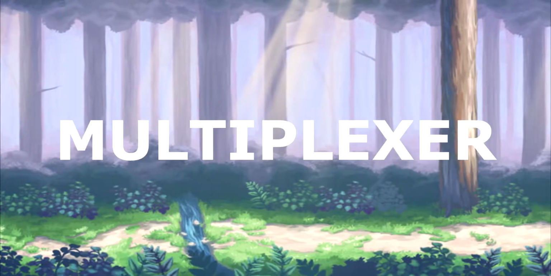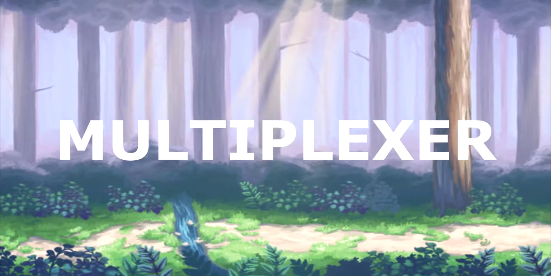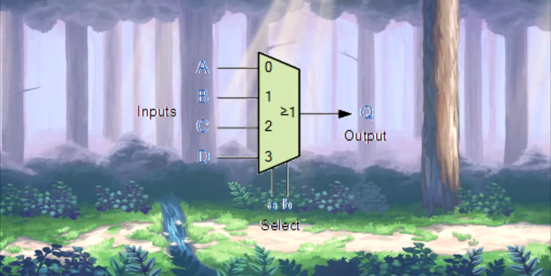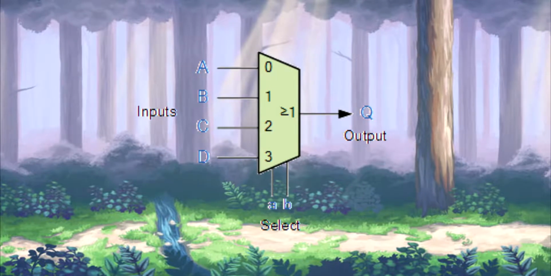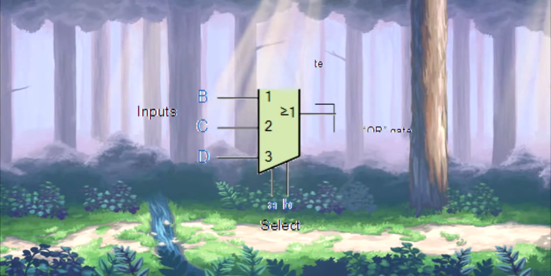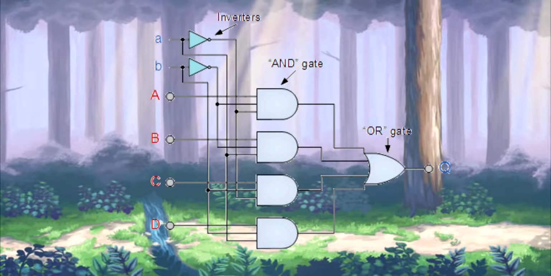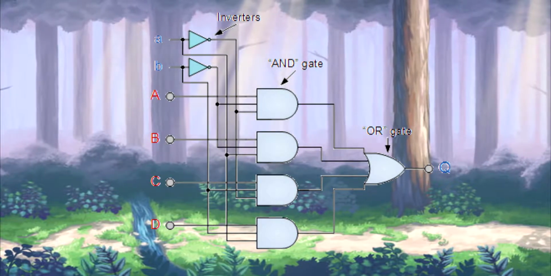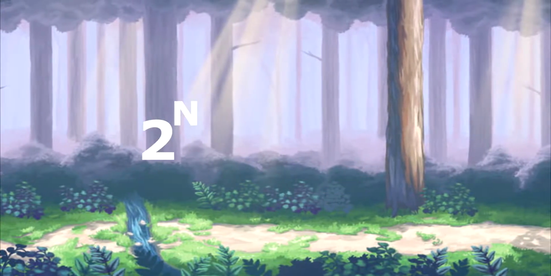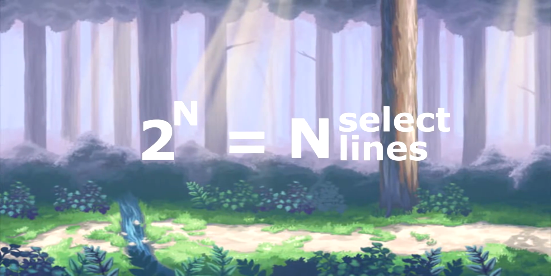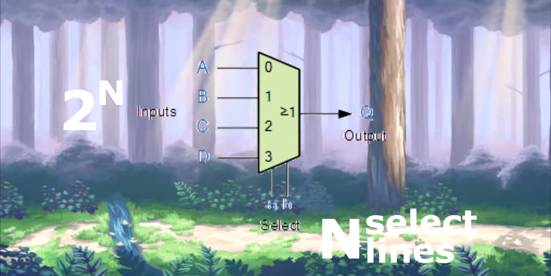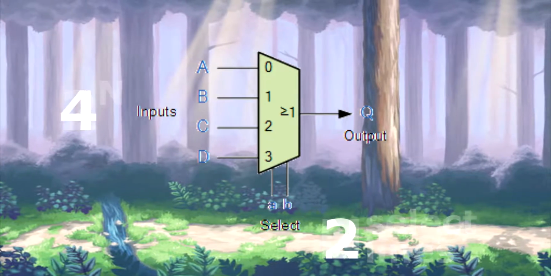A multiplexer is a device that selects one of several analog or digital input signals and forwards the selected input into a single line or output. A multiplexer is one of the combinational circuits. A multiplexer of 2^n inputs has n select lines, which are used to select which input line to send to the output.